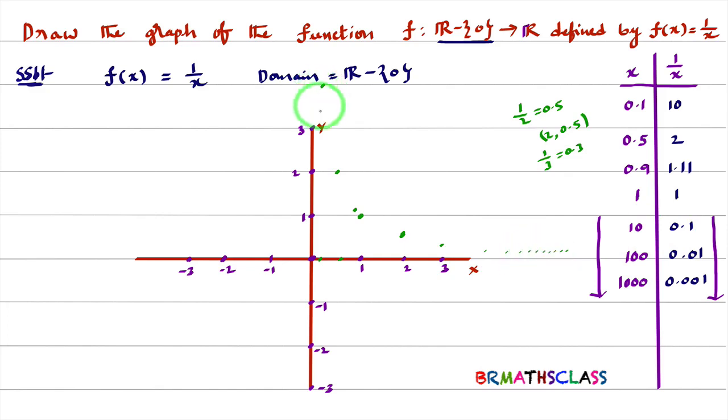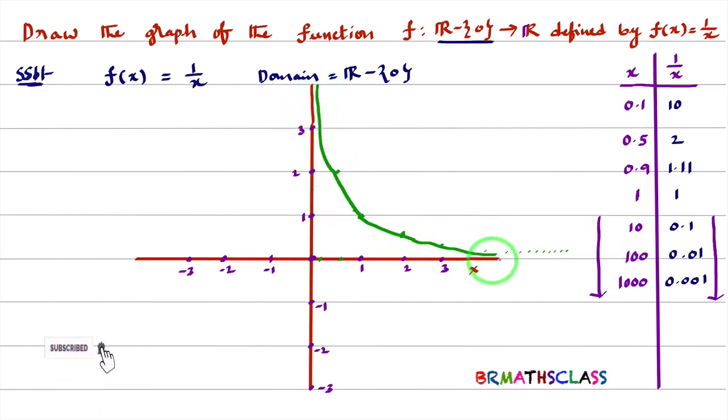Now, you join all these points, how the graph looks. You observe here, the graph will look like this. And it never touches this x-axis here. The graph will look like this.